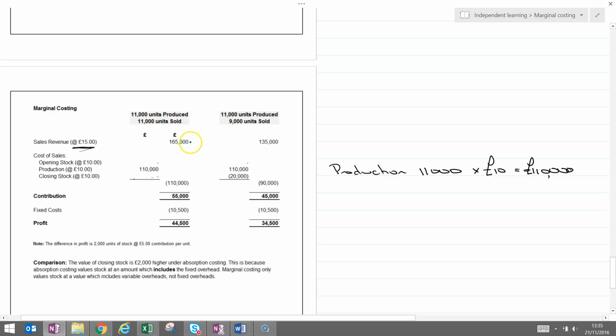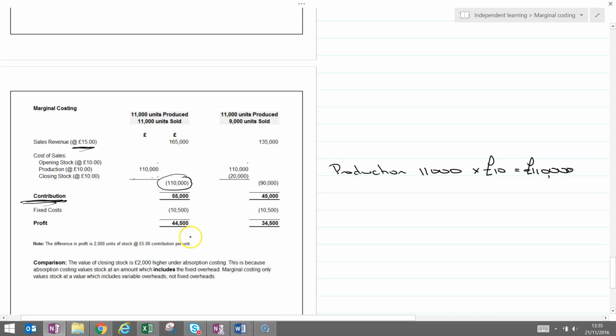Sales revenue minus our cost of sales gives us, you can see we now have the term contribution, because this cost of sales is made up purely of our variable costs. Sales minus your cost of sales gives us a contribution. Total contribution minus the fixed costs gives us the profit.